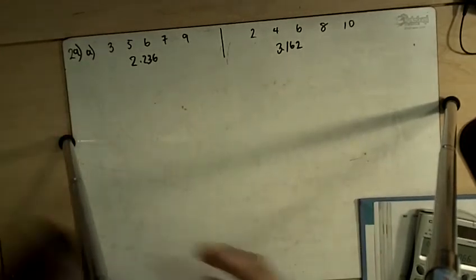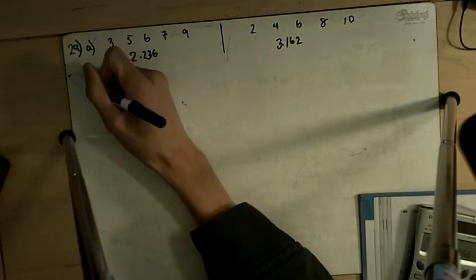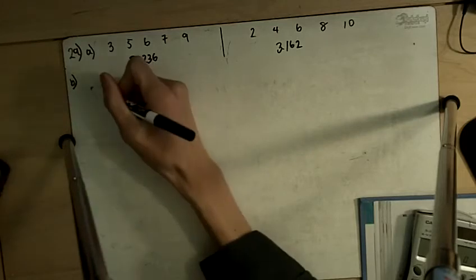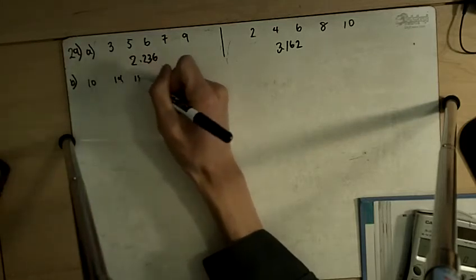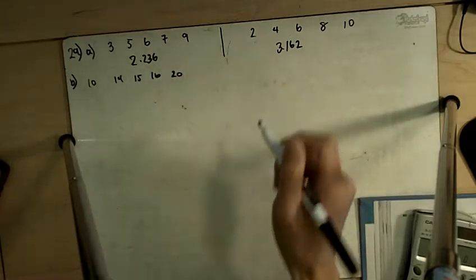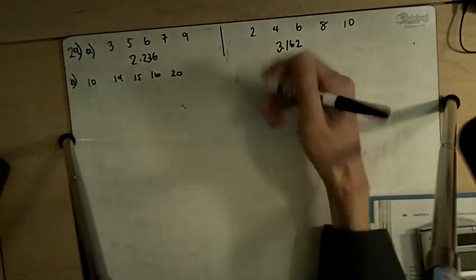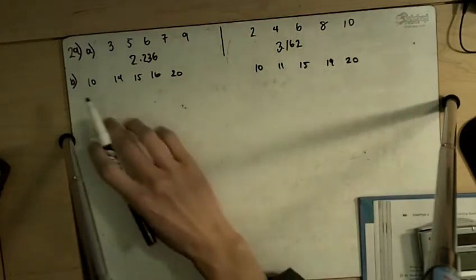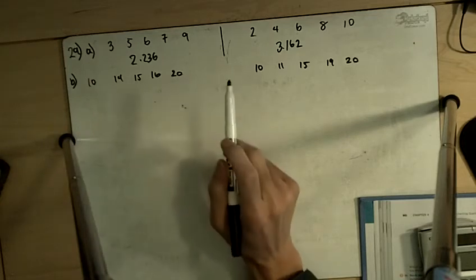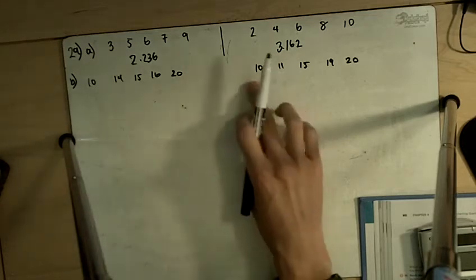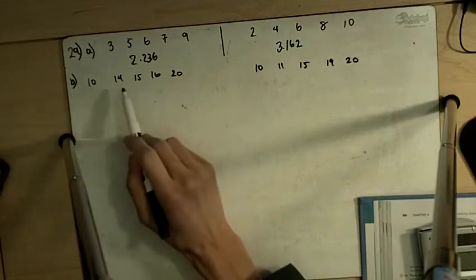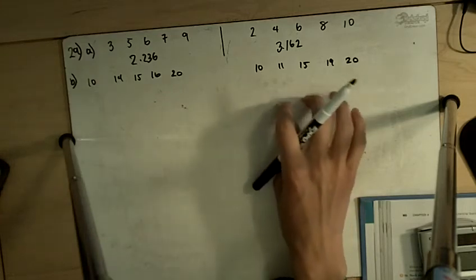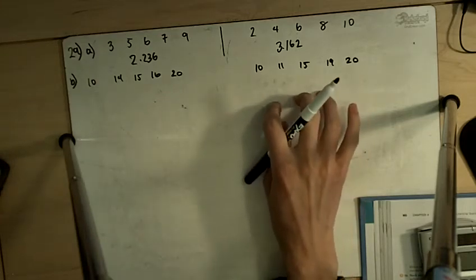Let's try part B. So we have 10, 14, 15, 16, and 20, and then we have 10, 11, 15, 19, 20. Okay, so here our range is the same. Again, standard deviation is a measure of spread, so we have 10 to 20 as the range. However, if we look at the middle points, 14, 15, 16, those 3 points are real close to each other. And over here we have 11, 15, 19, and those points are pretty far apart from each other.